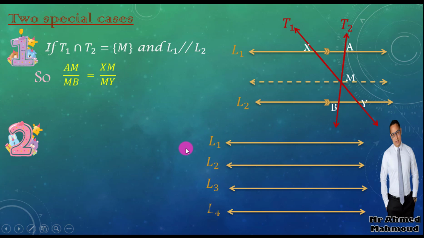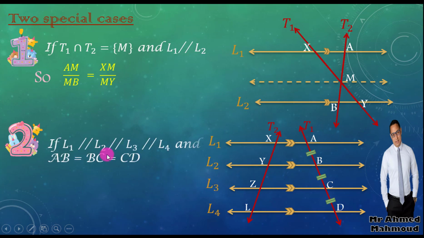Special case number two: if we have parallel straight lines like this and two transversals T1 and T2 intersect them, in which the lengths of the segments on the first transversal are equal, A, B, C, D, X, Y, Z, L, where AB equals BC equals CD, so also XY equals YZ equals ZL. This is as we studied in the first prep. We studied this Thales theorem in the first prep, but this is a special case only, the last of the cases related to first secondary. So if L1 is parallel to L2, parallel to L3, parallel to L4, and AB equals BC equals CD, then XY equals YZ equals ZL, as you see. This is the special case. Let's solve the next question.